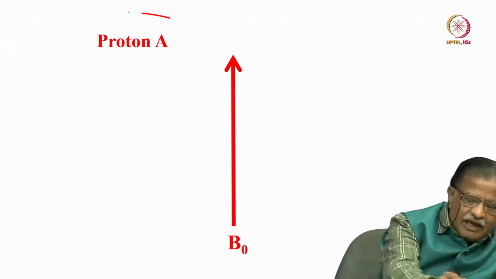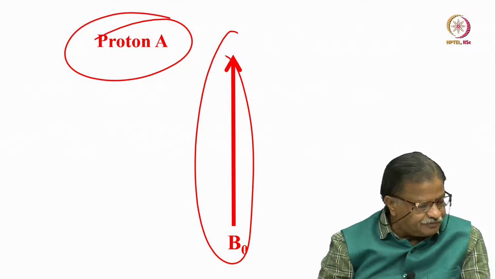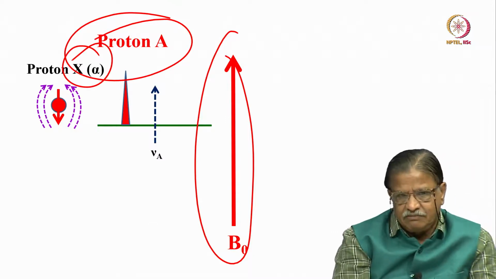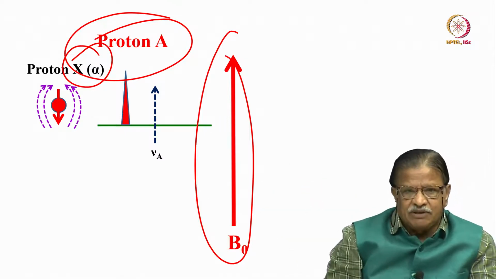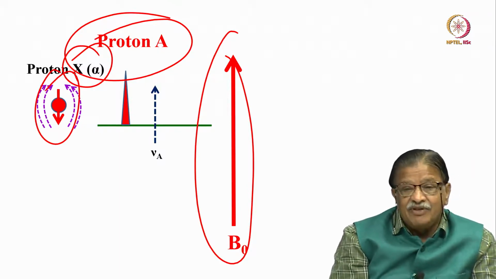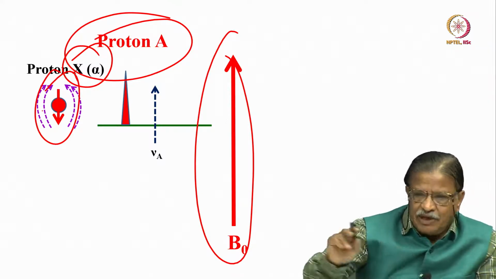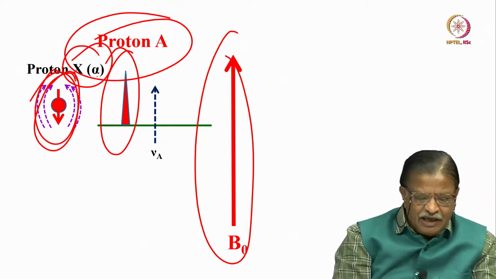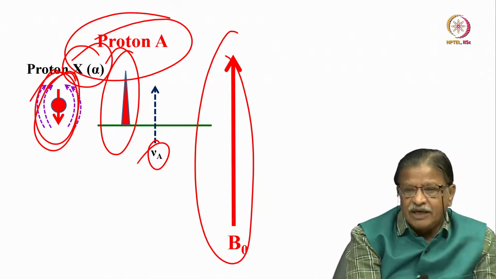Now, consider proton A. I consider 2 protons A and X coupled to each other. Now, they are put in a magnetic field B naught. Remember proton A is coupled to proton X. When it sees proton X in alpha position, it gives rise to a frequency which goes downfield, okay. Because the orientation of the X spin is in alpha, it orients like this. As a consequence, we are going to get a peak downfield with respect to the original chemical shift position of proton A.